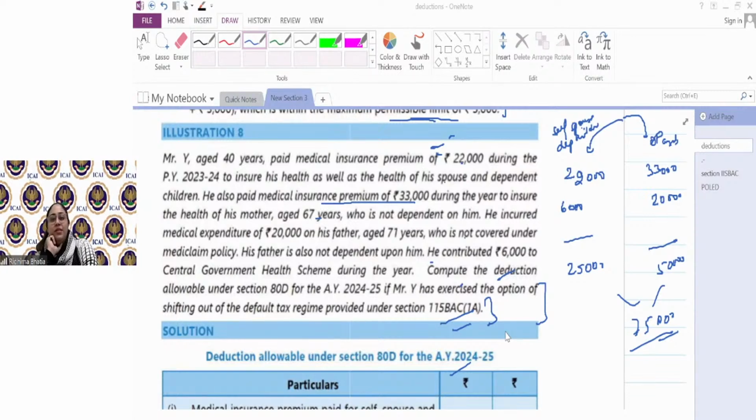25K in general is increased. It's not 25 plus 25 for both senior citizens, no. The pool increases from 25 to 50 if any one or all are senior citizens.